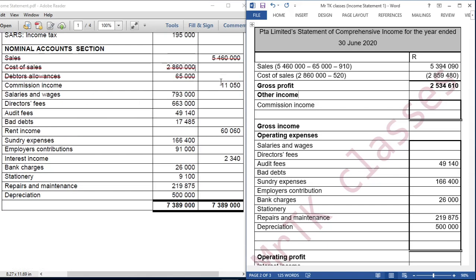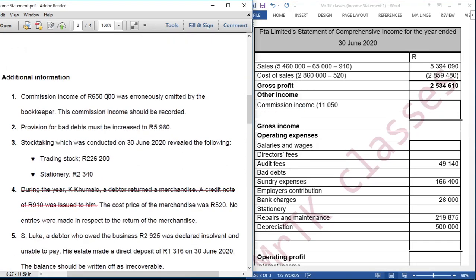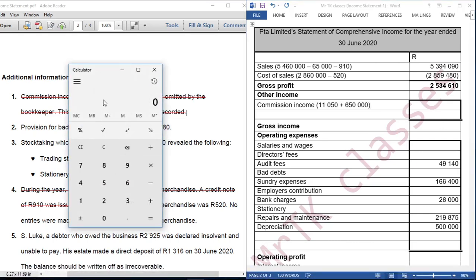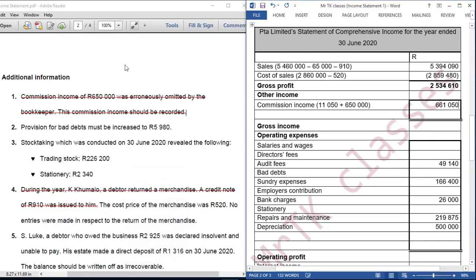I can see we have commission income of 11,050. Let us go to our additional information. Commission income of 650,000 was erroneously omitted by the bookkeeper. This commission should be recorded. So we should record this commission of 650,000. 11,050 plus 650,000, we are going to get 661,050.